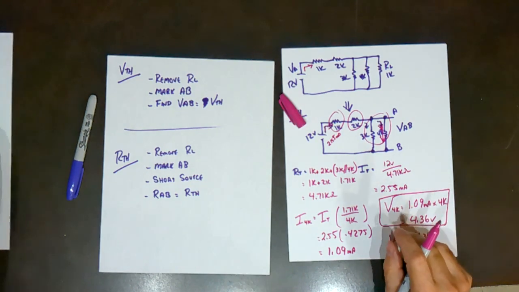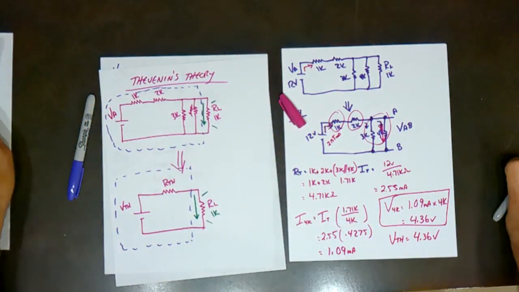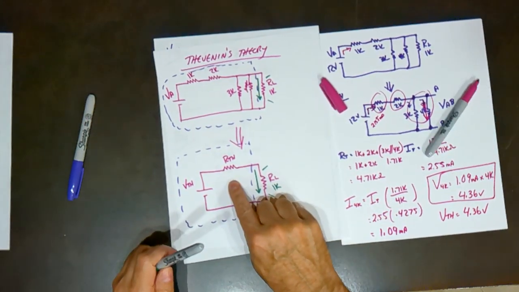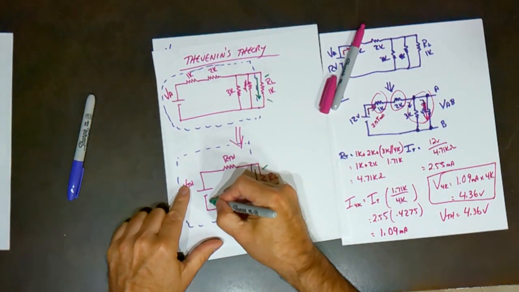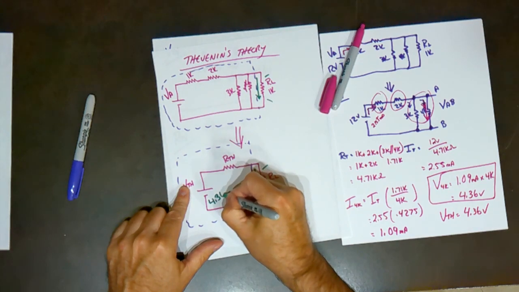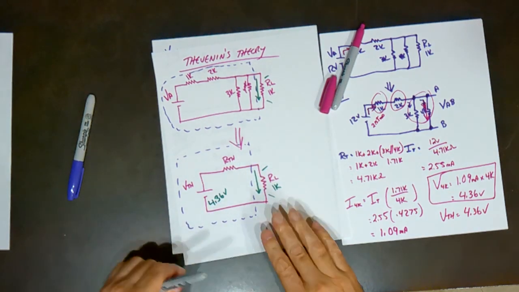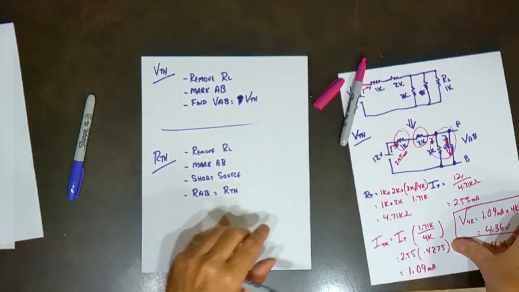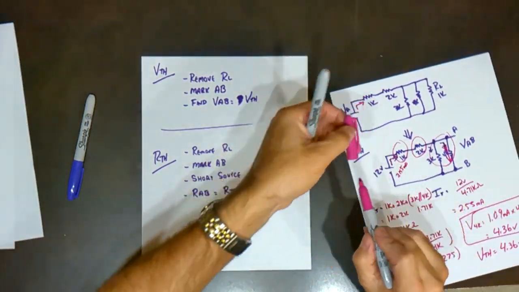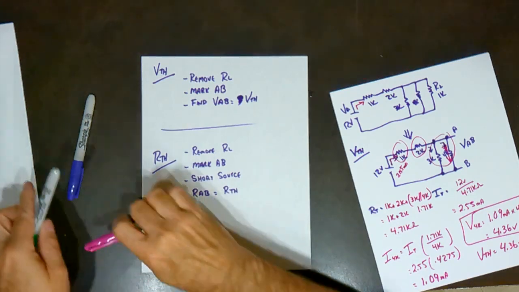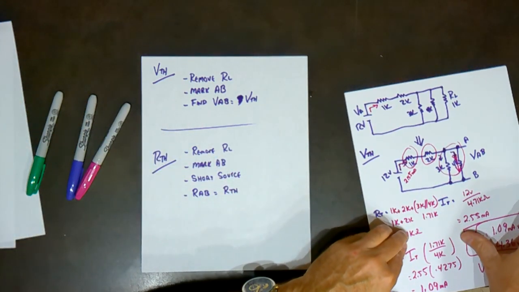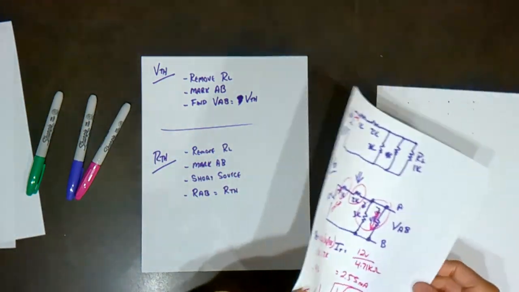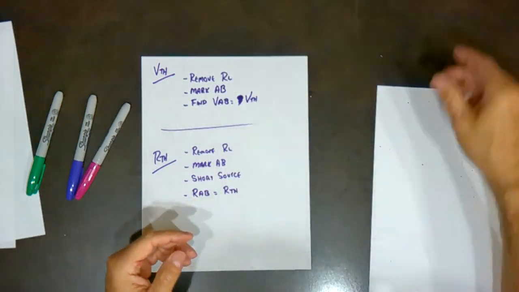So what we do is we go to our Thevenin circuit and we put in 4.36 volts. So now what we need to do is we need to do Thevenin's resistance.